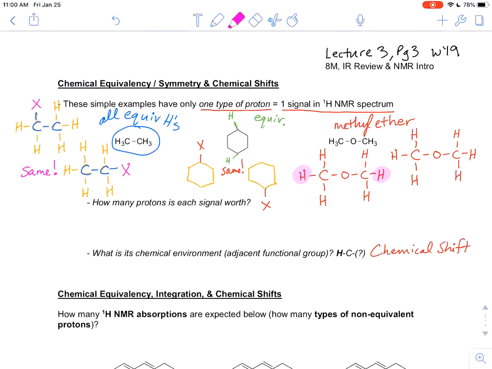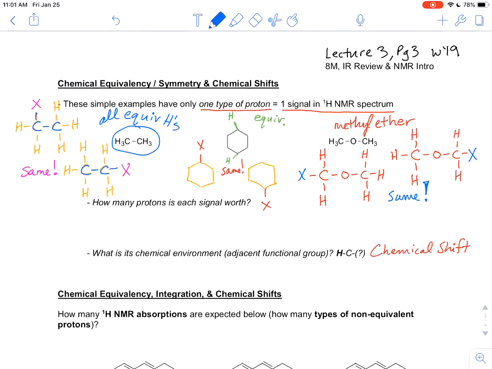So we're going to replace that hydrogen with an X and that hydrogen with an X. Okay, so let's put an X group here and an X group there. Those two are once again the same molecule. If you rotate one, it looks like the other. And that's what helps us determine that all of the hydrogens in methyl ether are equivalent. They're all the same chemical environment. So there's one signal in the NMR spectrum.